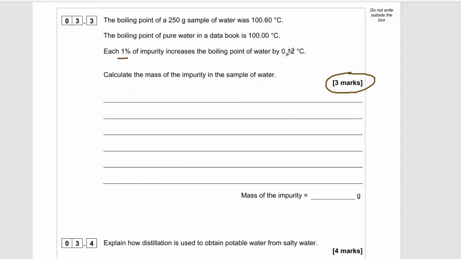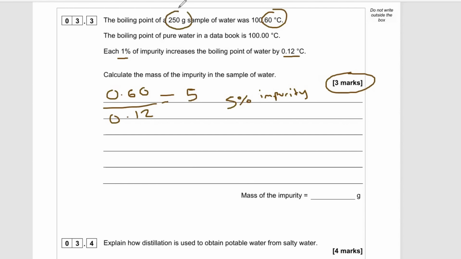Okay, let's get into it. There aren't really any formulas you got to use for this. It's just your mental maths. I'm going to go through the explanation. Hopefully you had a go on scrap paper. So the first thing I want to do is find out the difference. I'm going to do 100.60 minus 100, and that shows that I was 0.60 degrees above, and we're told that each difference of 0.12 is equal to 1%. So if I do 0.60 divided by 0.12, I find there's a 5% difference, right? Because each 0.12 is 1%. So if I do 0.60 divided by 0.12, that tells me that there are 5 lots of 0.12, and that means 5% of impurity.